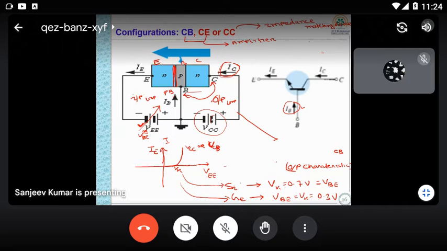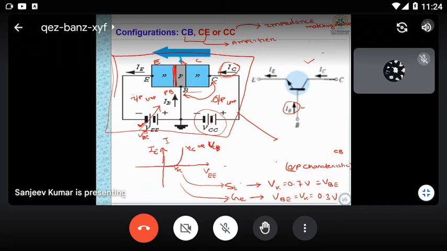So here for common base configuration, this IE will be input and IC is the output. If you take common emitter configuration, then IB will be input. That we'll see in the diagram. First you understand this diagram very clearly. This diagram you should understand, then everything you can do. And if you want, I will make it once again. So this diagram, now I'm taking symbolic point.